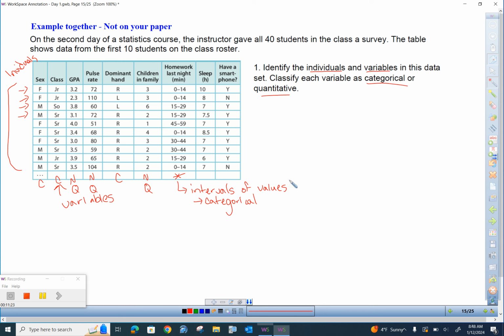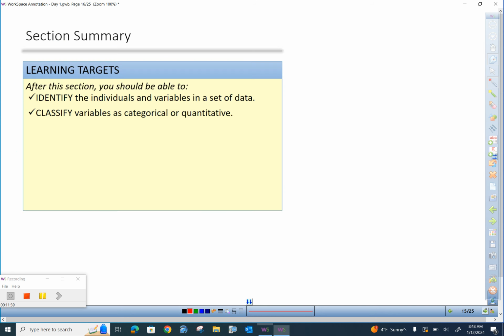All right, then we've got sleep in hours. That one is numerical, quantitative. And then, do you have a smartphone, yes or no? That is back to categorical. So hopefully by that you should be able to do individuals and variables, and we can classify them further as quantitative or categorical. And from quantitative, we've got two options, remember: discrete or continuous.